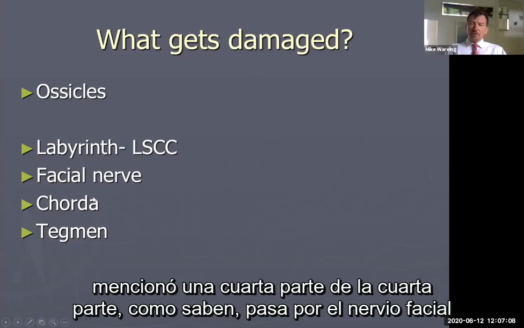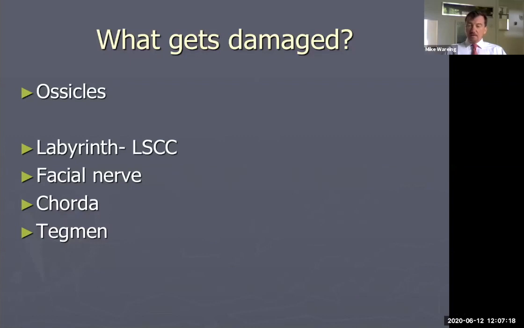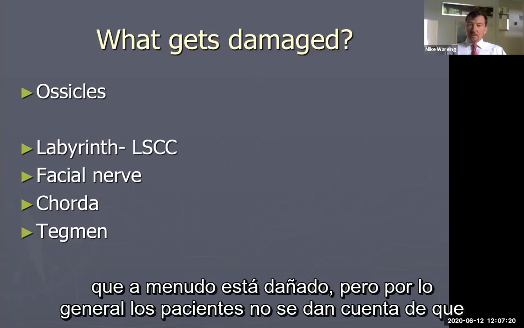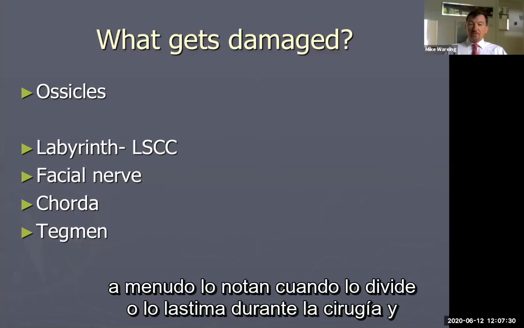We mentioned the chorda. The chorda, as you know, runs across from the facial nerve across the middle ear, supplying taste to the anterior 2/3 of the tongue. That often is damaged, but usually patients don't notice that, I mean, the taste disturbance is pretty rare as a symptom to present with. And often they do notice it when you divide it or injure it during surgery.